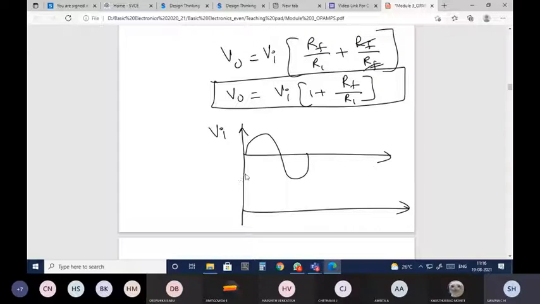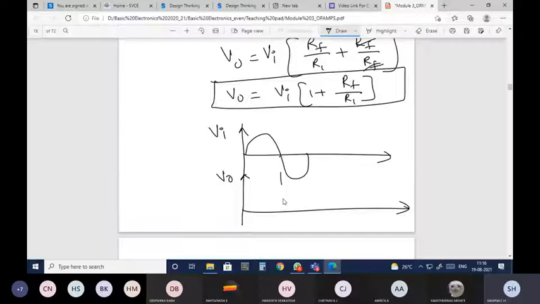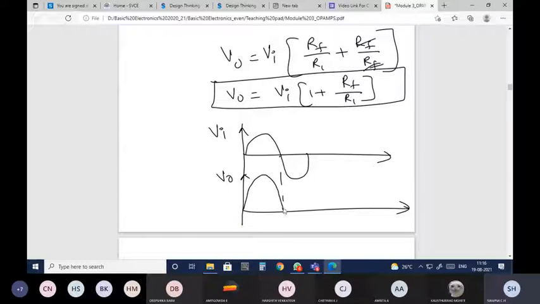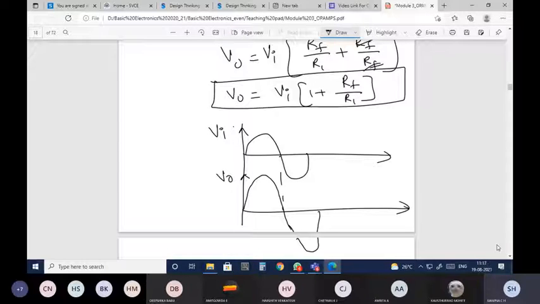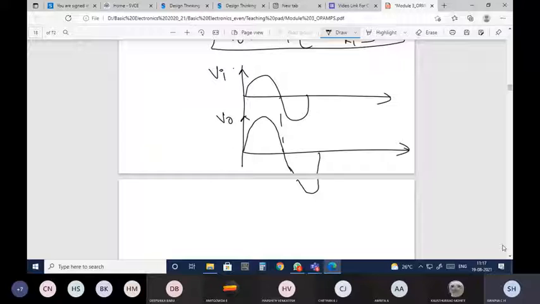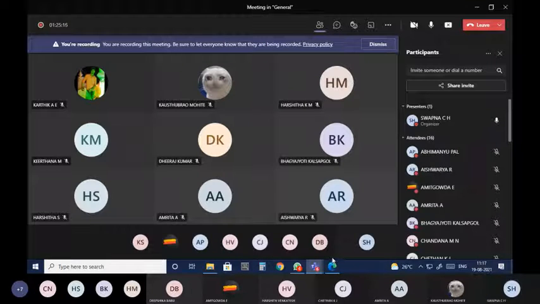Next, V0. V0 will also be in the same way, but it will be the amplified version. So that's all the difference. This is VI and this is V0. Hope this is clear to all of you. That's all for the non-inverting amplifier.